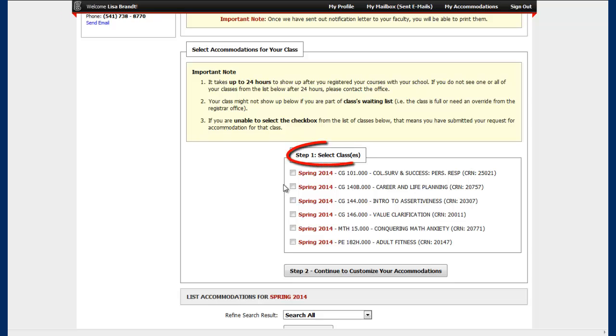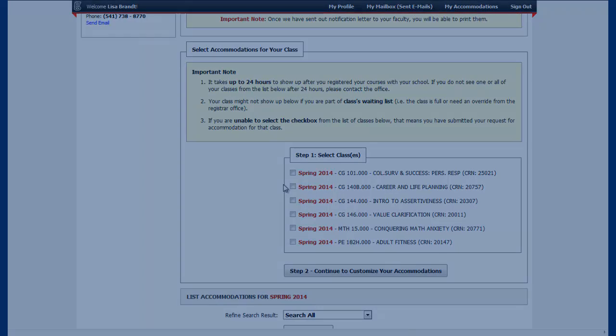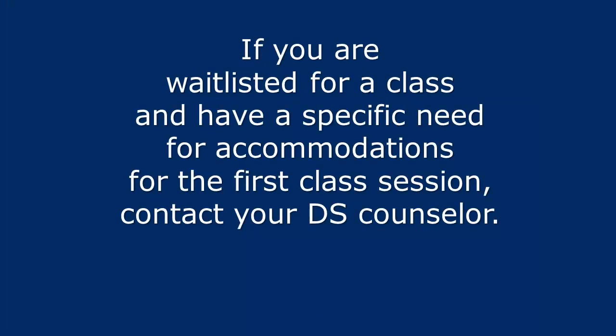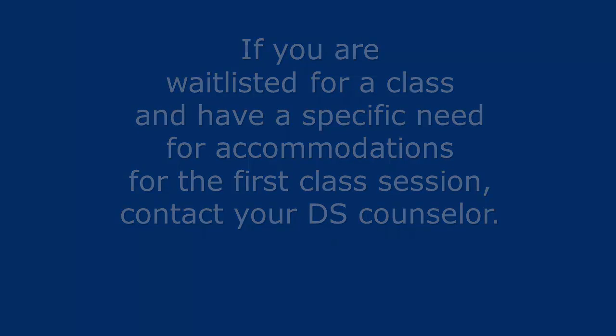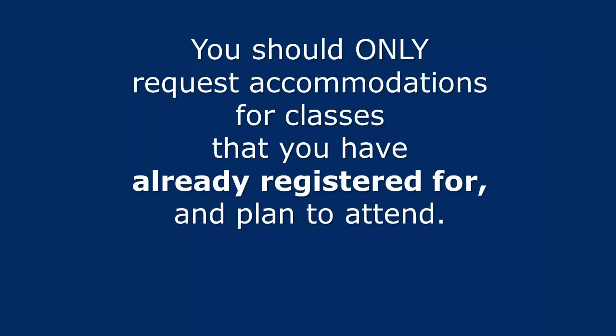Under Step 1, Select Classes, the classes that you've registered for will be listed. Classes that you've registered for by 6 o'clock p.m. should appear in this list the next morning, but can take up to 24 hours. If you're waitlisted for a class and have a specific need for accommodations for the first class session, please contact your DS counselor. You should only request accommodations for classes that you have already registered for and plan to attend.